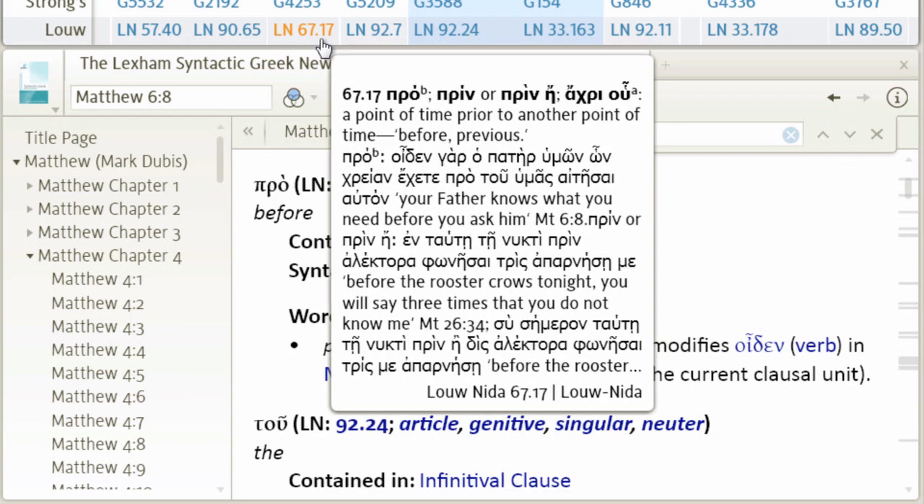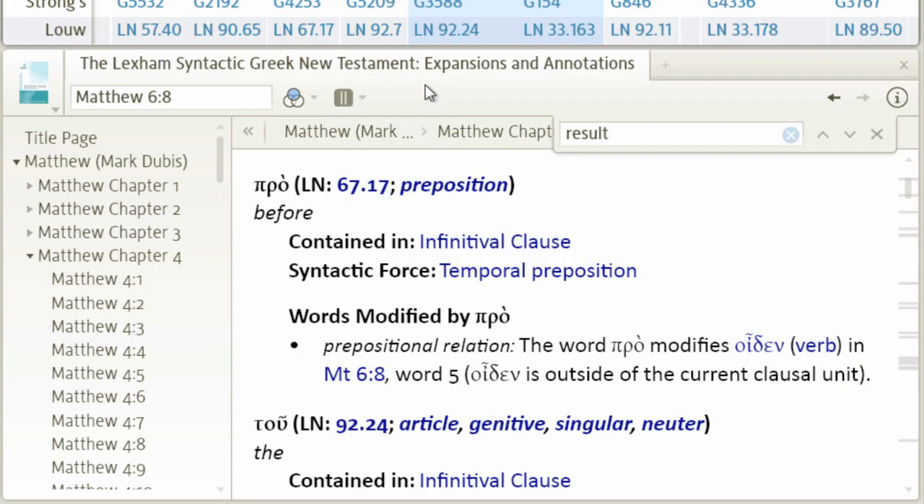You could even open up the Lexham Syntactic Greek New Testament, Expansions and Annotations. And here in Matthew 6:8, we've come to the entry on the Greek preposition pro in that verse, and its syntactic force or function is labeled as a temporal preposition. Now, this is a lot of detail, but it goes to show you that words work together in units to accomplish certain functions. Let's take a look at a couple other examples.